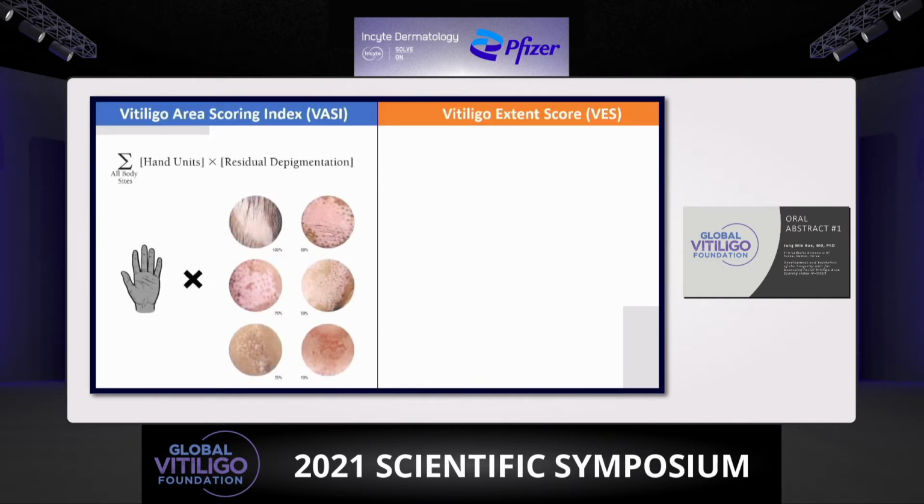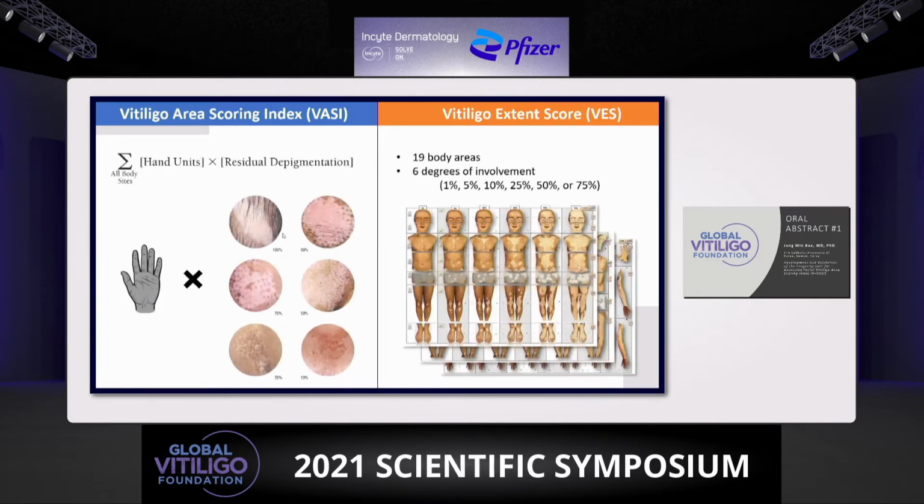VASI is calculated as the sum of the product of a hand unit of each body part and the extent of residual depigmentation. VES is an intuitive evaluation tool based on clinical pictures that mimic the natural distribution of vitiligo. It includes 19 body areas reflecting 6 degrees of involvement.